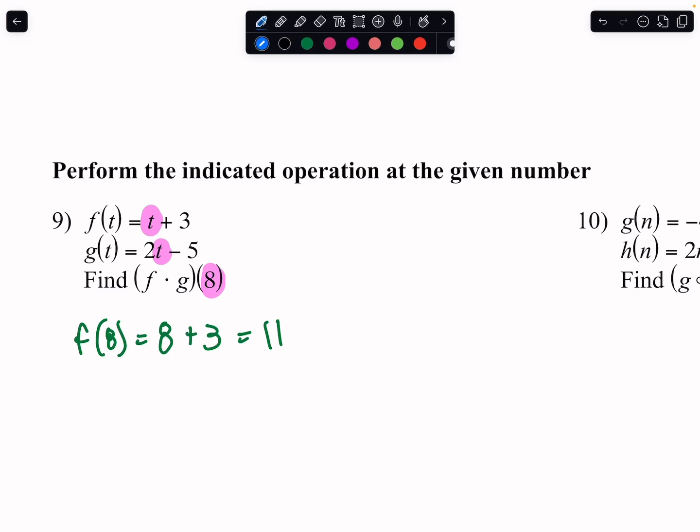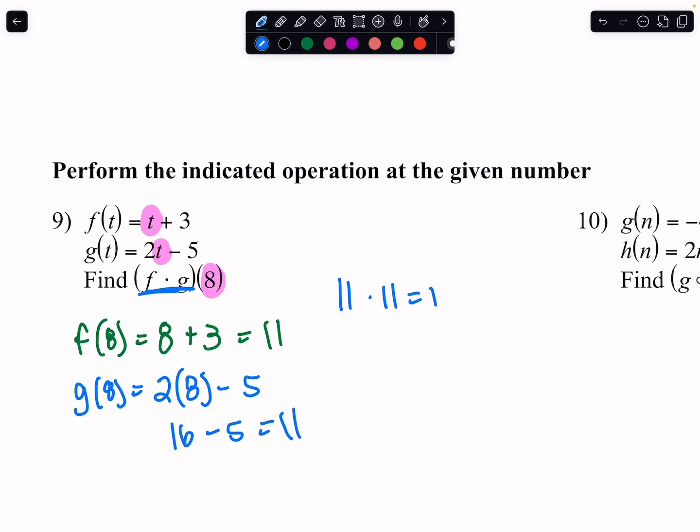And then on the second one, g of 8, that's going to be equal to 2 times 8 minus 5. And then 2 times 8 is 16, minus 5 equals 11. So now, because it says we got to multiply that, I got to do 11 times 11 equals 121. That's the final answer. Okay? All right. Next question.